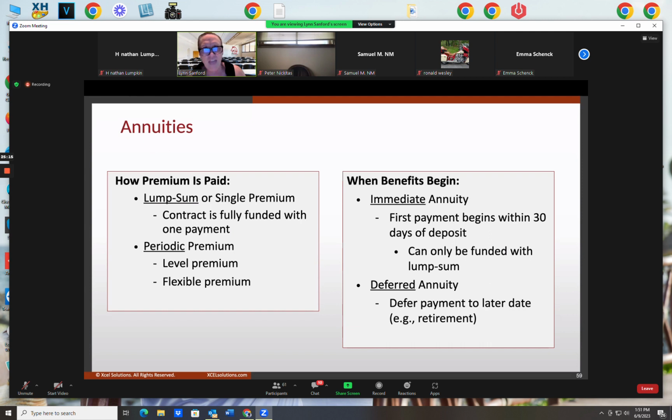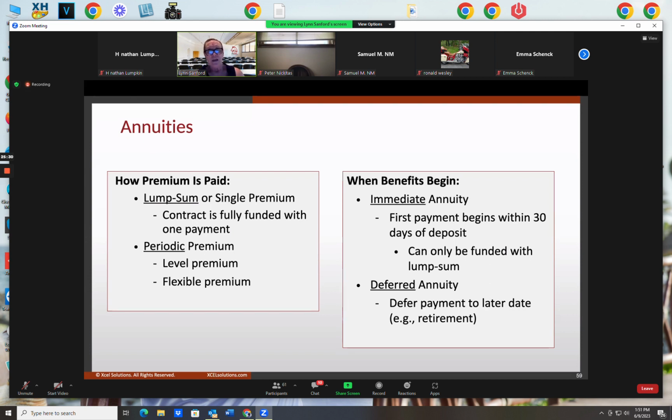So I've got to fund that with a lump sum of money. My first payment begins within 30 days from the deposit of the money, and it can only be funded with a lump sum payment. A deferred annuity, however, I can start with a small amount of money and just keep adding to it over time.